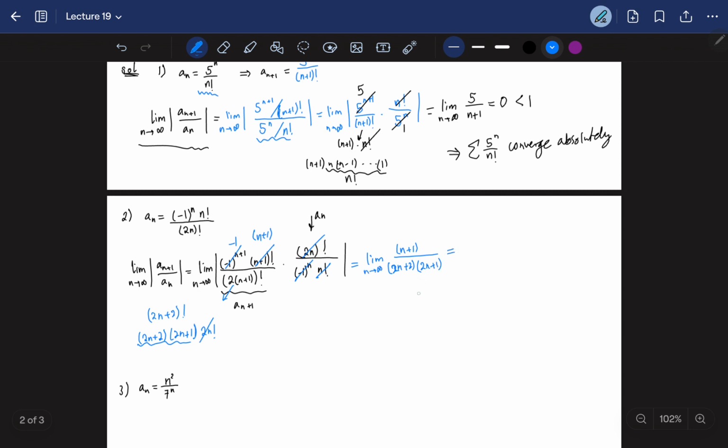And now, since the power or the degree of the denominator is bigger than the numerator, I'm going to get a 0. Because you can try using L'Hopital's rule. Now again, this is less than 1, then it converges absolutely.